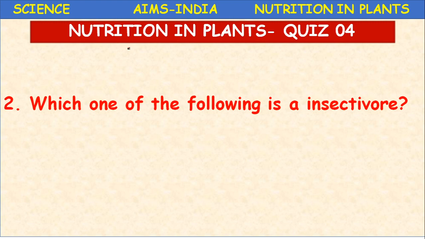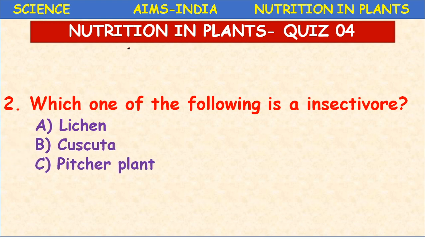Which of the following is an insectivore? Lichen, Cuscuta, pitcher plant, Rhizobium. Once again, pitcher plant. So here different examples are given. Lichen is a symbiont. It will undergo symbiosis, a combination of algae and fungi. Cuscuta is a complete stem parasite. Rhizobium is a symbiont. Okay. Next.